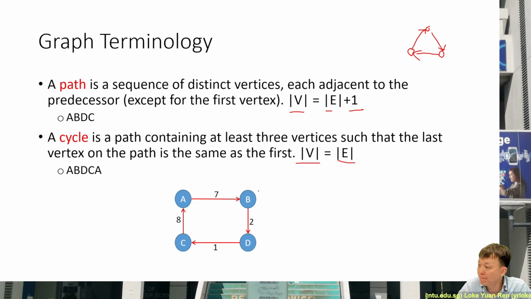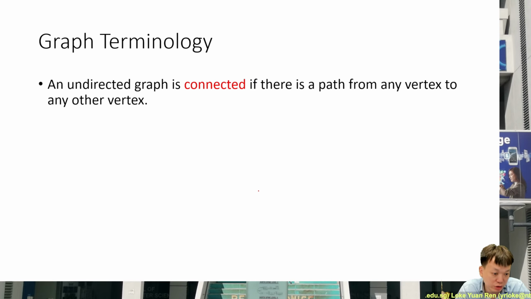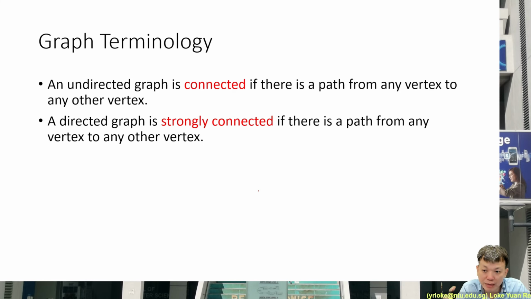An undirected graph is connected if there is a path from any vertex to any other vertex. That means you need to check all the vertices, to make sure that any vertex can reach any other vertex. Same thing in a directed graph, but then we say it's strongly connected, meaning there's a path from any vertex to any other vertex.